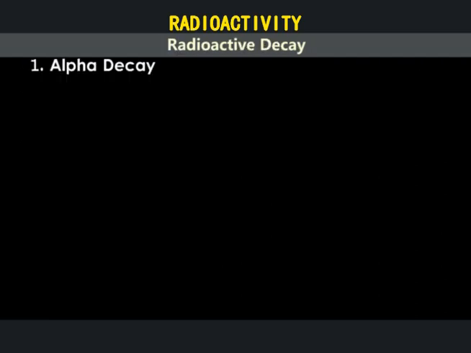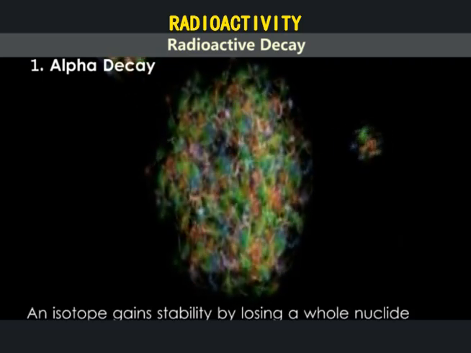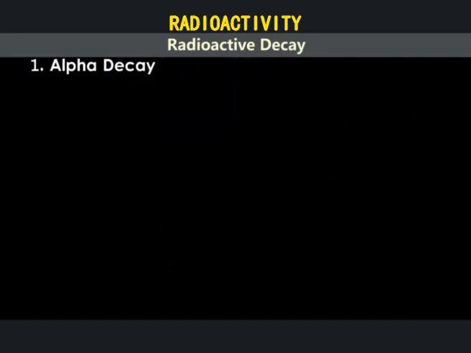Alpha decay. Alpha decay occurs when an unstable isotope gains stability by losing a whole nuclide. An alpha particle is basically a helium nucleus, represented as shown here.